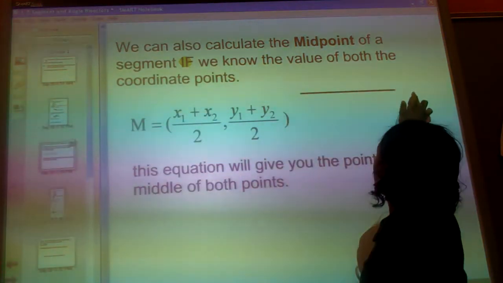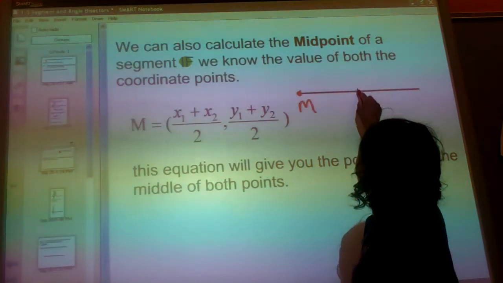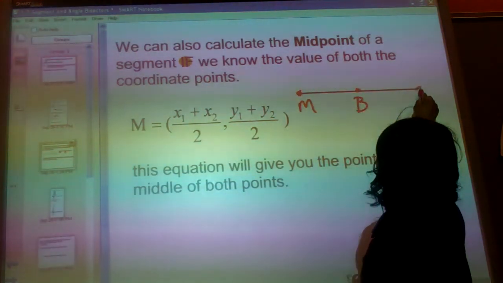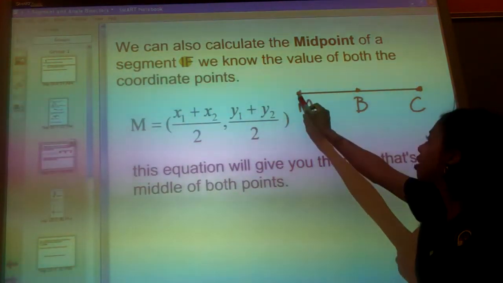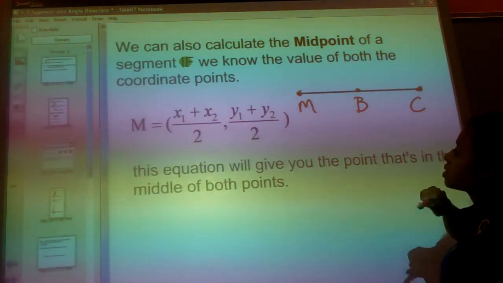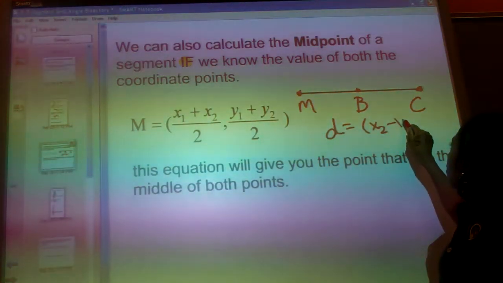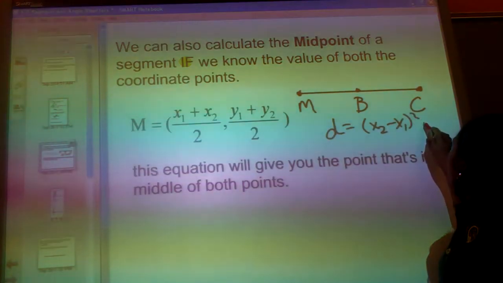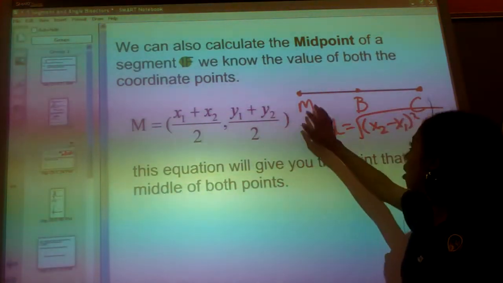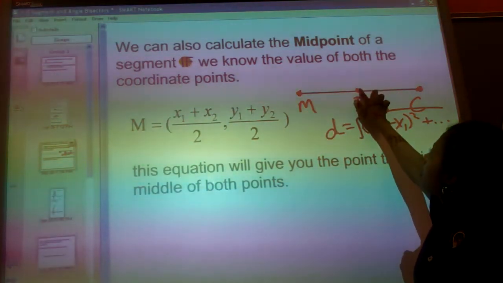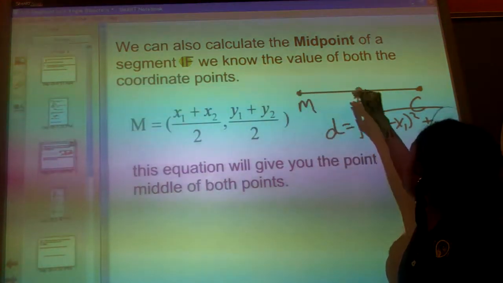If I have a line segment that has points M, B, and C, we've talked about using the distance equation where we can calculate the distance from M to C using this equation here. And so on and so on. Please refer to your notes. Well, the question becomes, what happens if we want to know the distance from M to B instead of all the way from M to C?